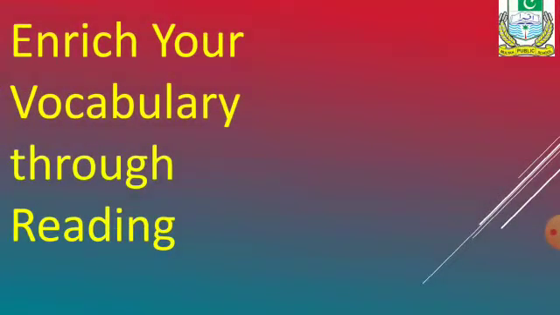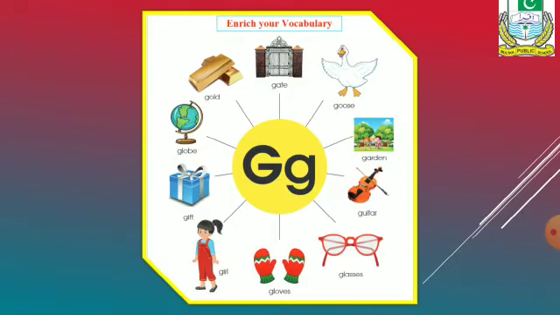Okay, little learners, I have a new letter for you today, and we are going to enrich your vocabulary through reading. Let's have a look. We are on page number 49 of our Senior Montessori book level 1, and as you can see on the screen, it says enrich your vocabulary, and this is a new letter, capital letter G and small letter sound G. Name is G and sound is G. Okay, so shall we start reading the vocabulary beginning with sound G?